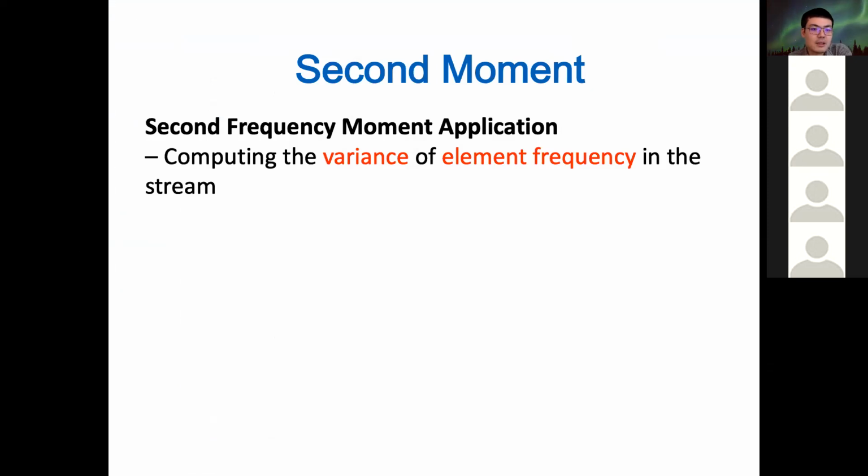All right, so the reason we want to compute the second moment is that we can use it to directly compute the variance of the element frequency. Okay, let's see why this is the case. So firstly, what is the variance of the element frequency?